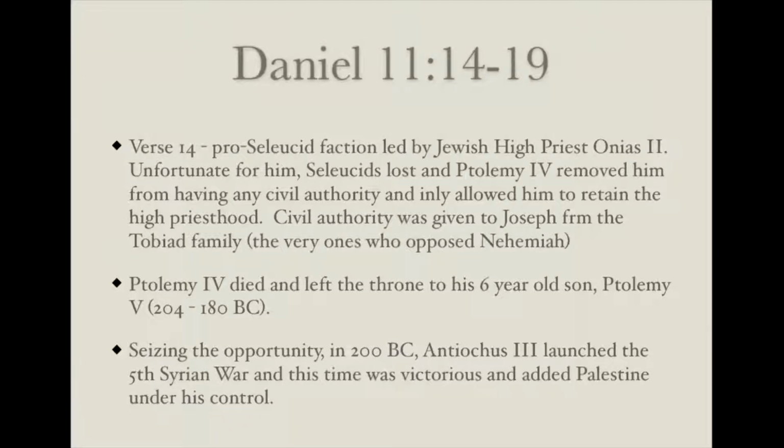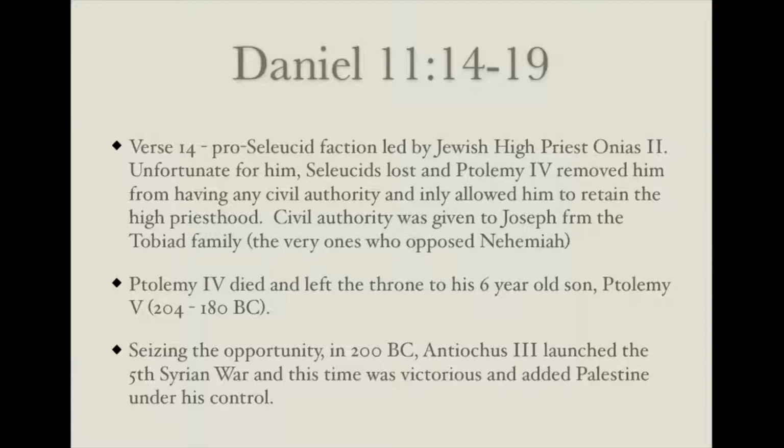He will determine to come with the might of his entire kingdom and will make an allegiance with the king of the south. And he will give him a daughter in marriage in order to overthrow the kingdom, but his plans will not succeed or help him. Then he will turn his attention to the coastlands and will take many of them, but a commander will put an end to his insolence and will turn his insolence back on him. After this, he will turn back toward the fortresses of his own country, but will stumble and fall to be seen no more. Okay, so verses 14 to 19.